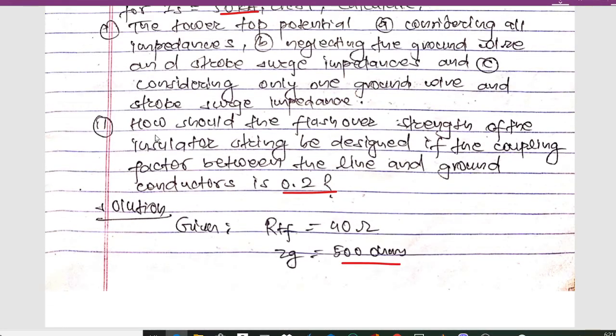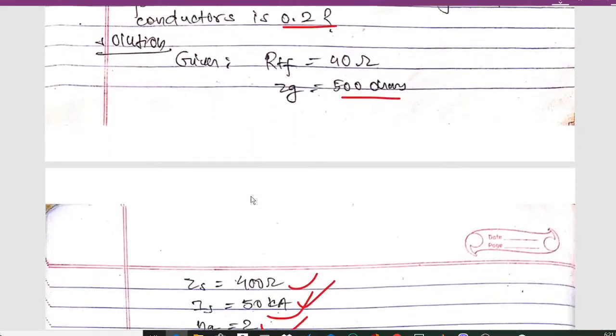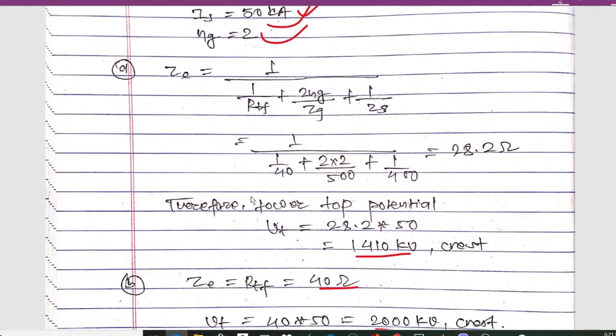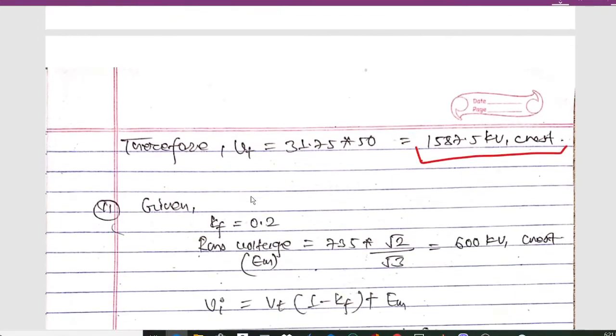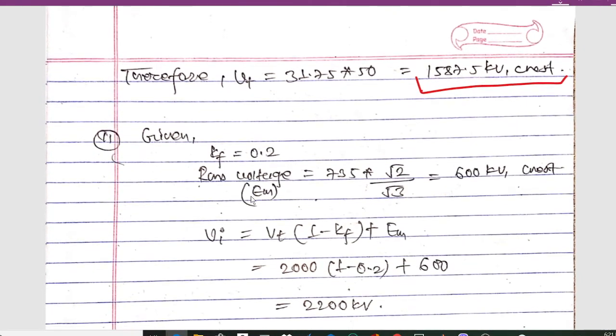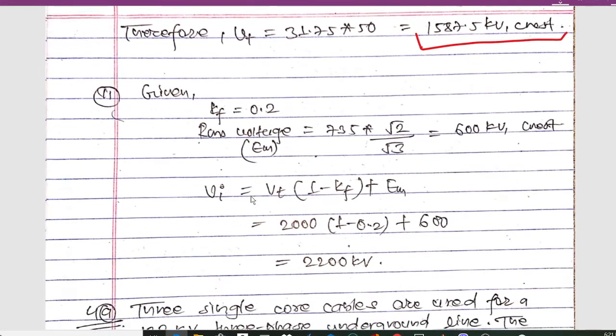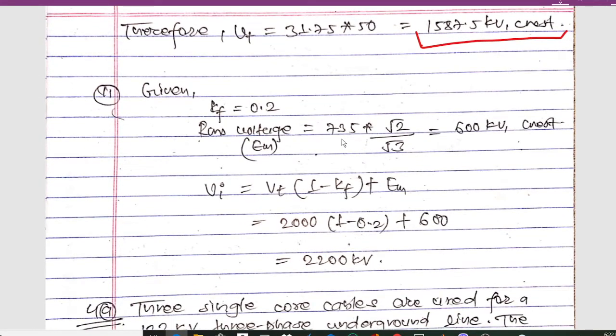Here you can see the second option: how should the flashover strength of the insulator string be designed if the coupling factor between the line and conductor is 0.2? So for the second option, the value of Kf is given as 0.2 and the RMS voltage is given as 735 kilovolt.